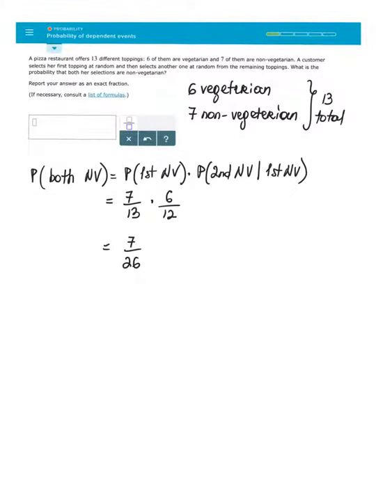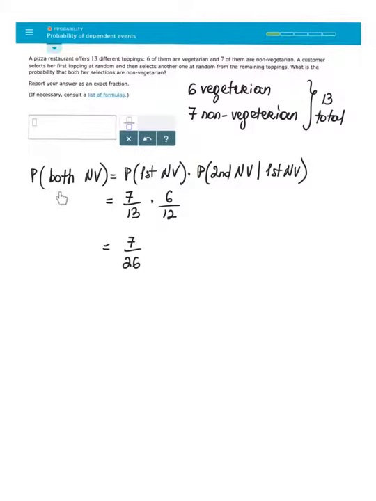Here's our second example. A pizza restaurant offers 13 different toppings. 6 of them are vegetarian and 7 of them are non-vegetarian. A customer selects her first topping at random and then selects another one at random from the remaining toppings. What is the probability that both her selections are non-vegetarian? Again, to summarize, we have 6 vegetarian toppings and 7 non-vegetarian, 13 total.